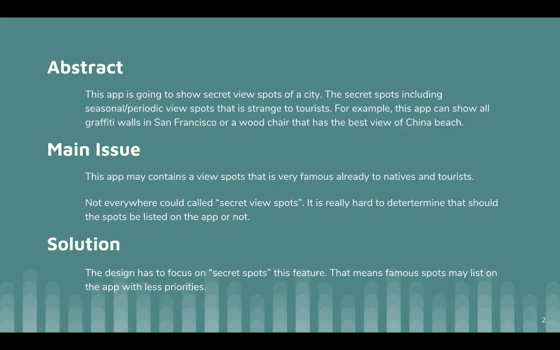For example, this app can show all the graffiti walls in San Francisco, or just a wood chair on the beach that has a really good view of the landscape. The main issue of this app is that it may contain view spots that are already very famous to natives and tourists, like a landmark.